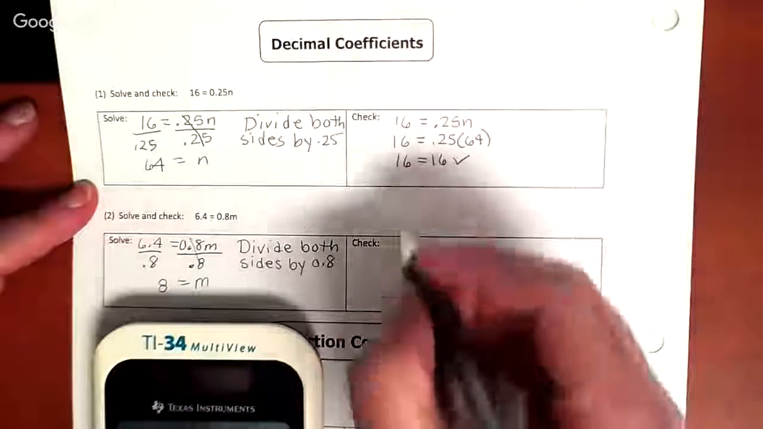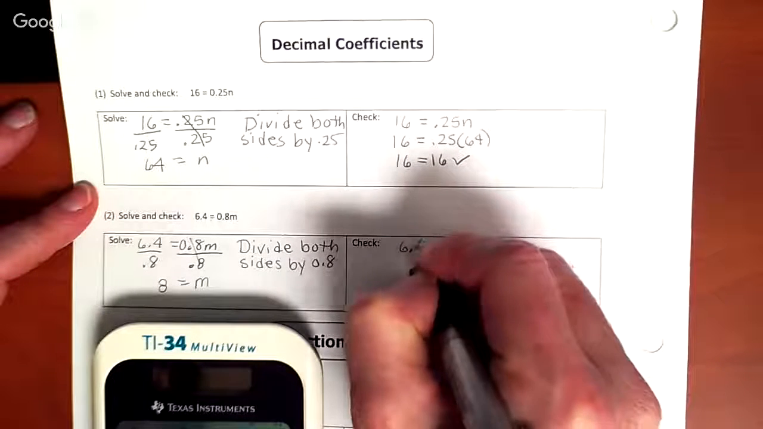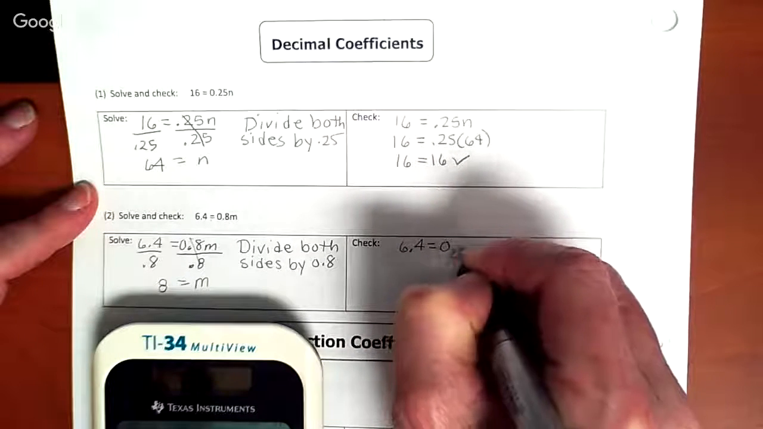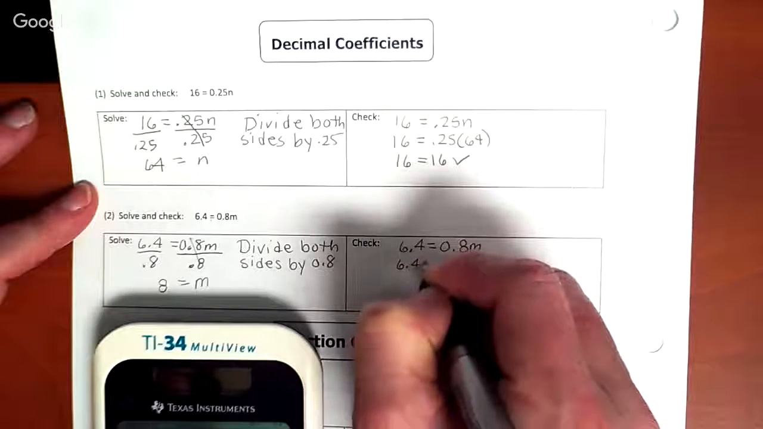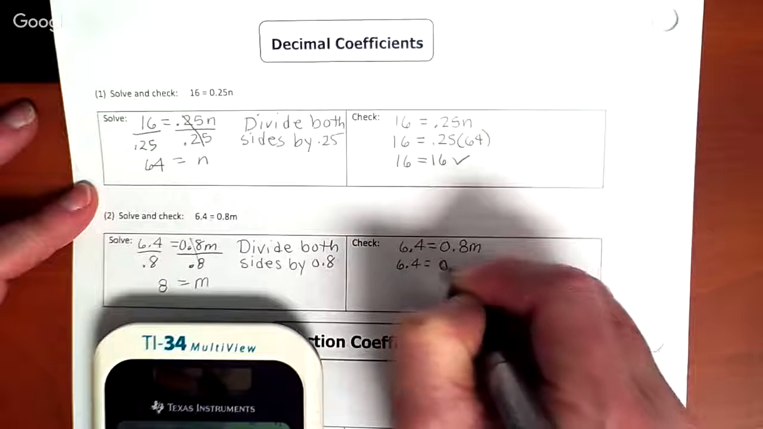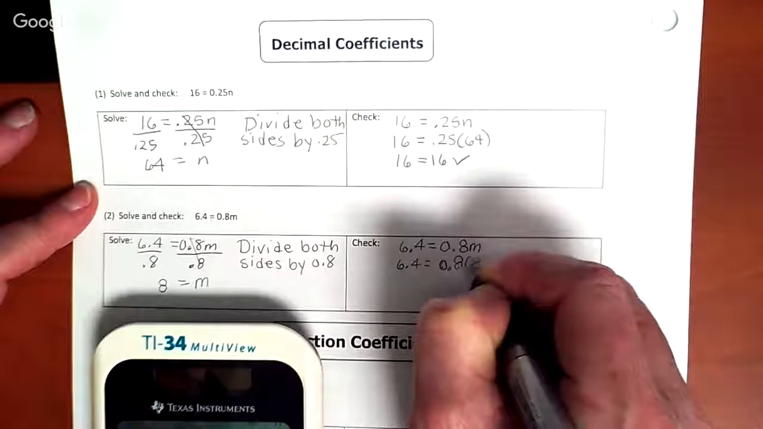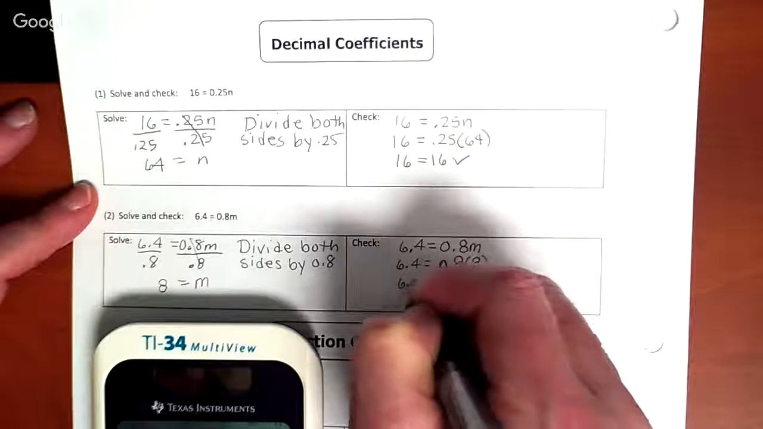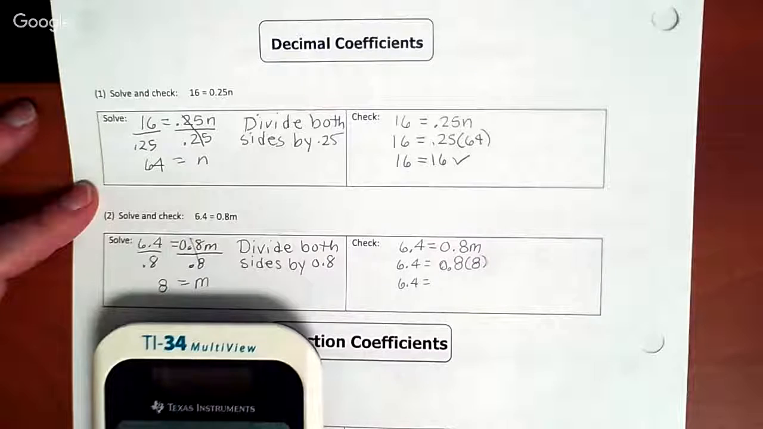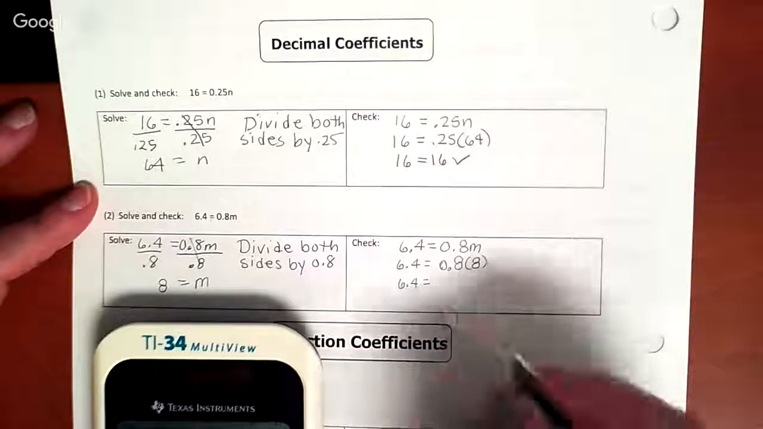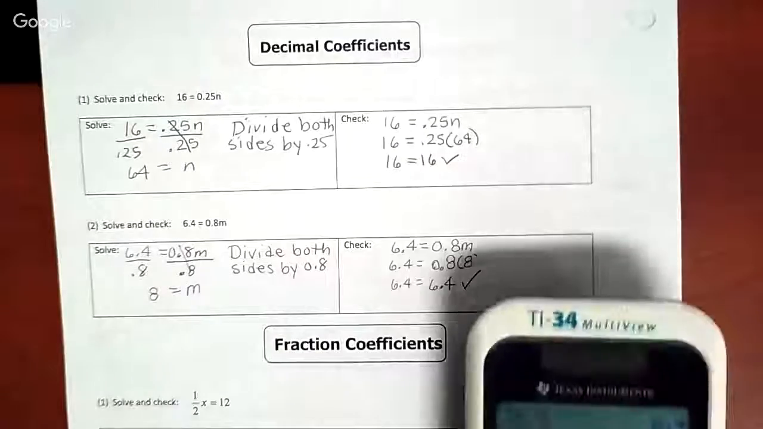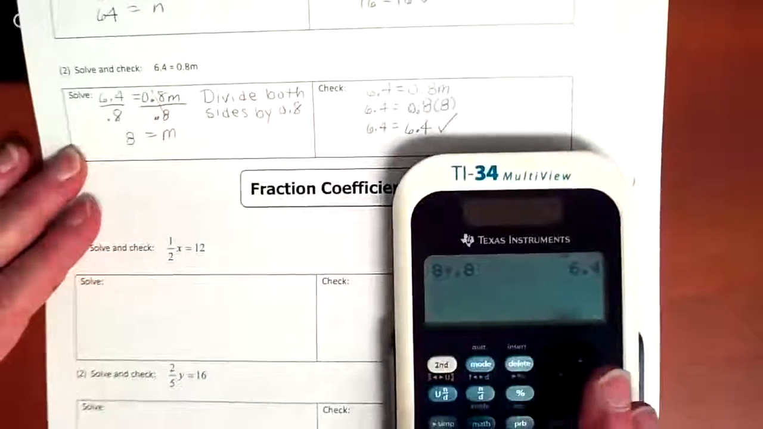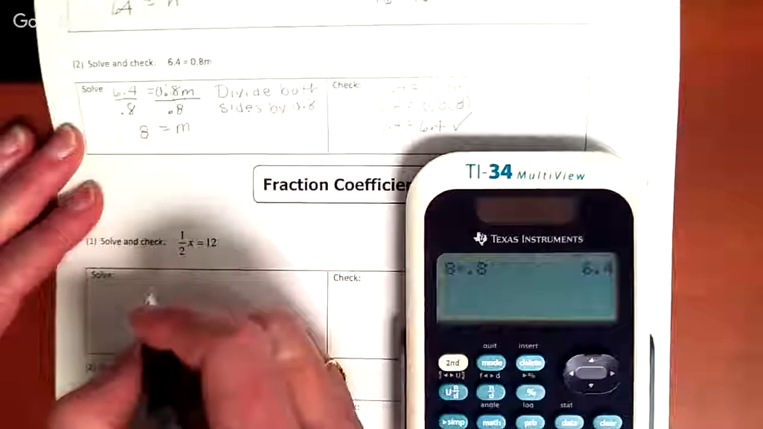Okay, now when we check, we've got 6.4 equals 0.8m. We will replace, and then let's do the math. Let's see if it equals. We've got 8 multiplied by 0.8 and we have 6.4. And is that what we were looking for? The answer is yes. Now here when we have fraction coefficients, we have something a little bit different.